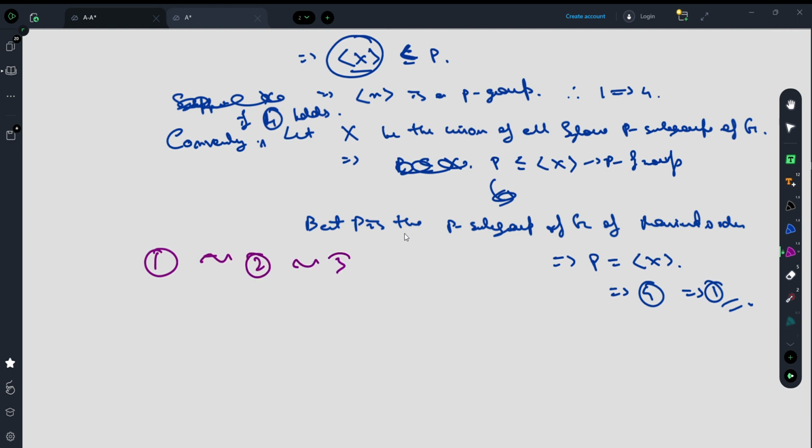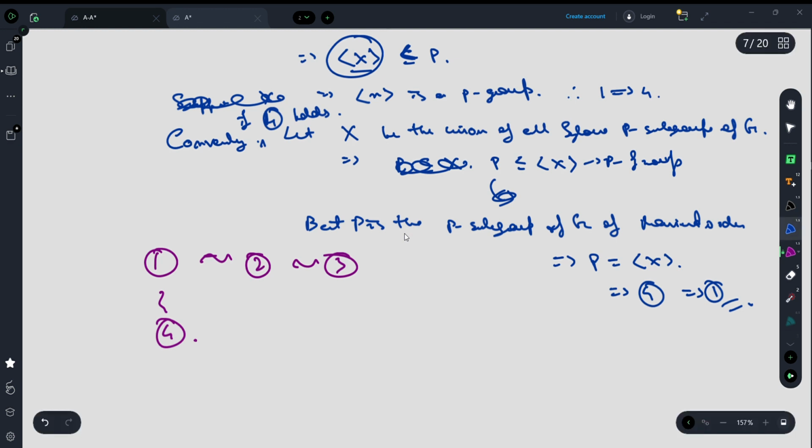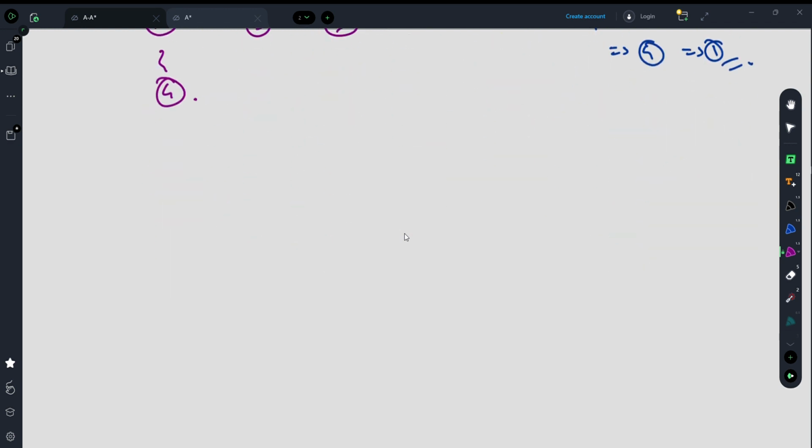So how do we prove this statement specifically? We show that 1 is equivalent to 2, 2 is equivalent to 3, and then we show 1 is equivalent to 4. Right? Clear? Let us talk about a few examples.